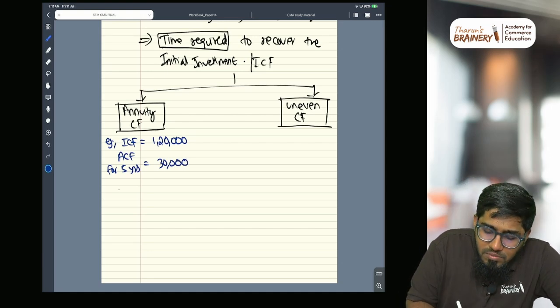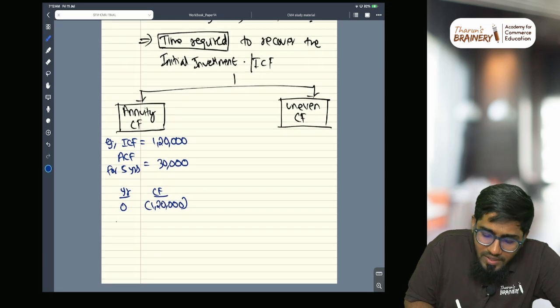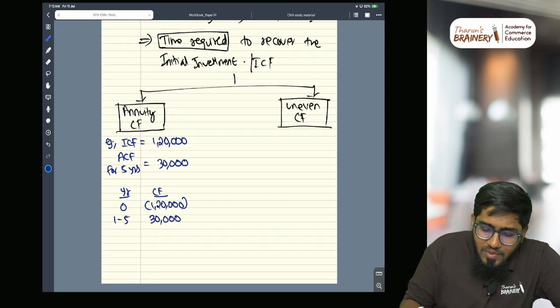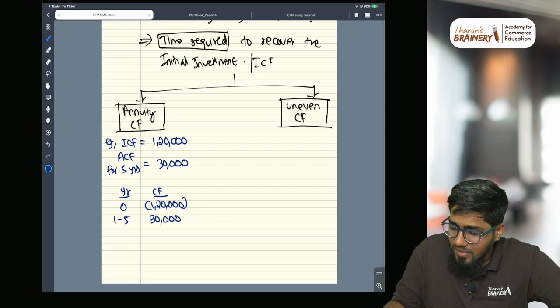Understanding? So how will we write this? We will write it like this: year end cash flow. Year 0, initial 1,20,000. Year 1 to 5, how much am I getting? 30,000.